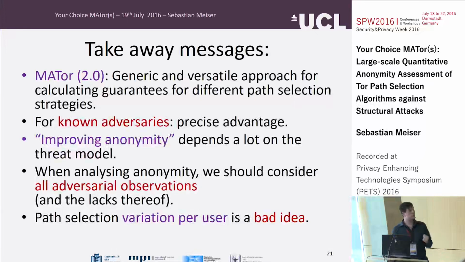And another thing you could take away is, if you want to analyze anonymity, try to look at all possible things the adversary can see. Try to define it very carefully and look at the different probabilities of observations and the lack thereof. And finally, varying path selection per user, or whatever you do where the user's ID or location influences the path selection, might be a bad idea against many adversaries because it makes them distinguishable. Same for the recipients on the other side.